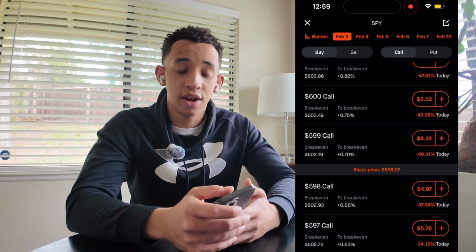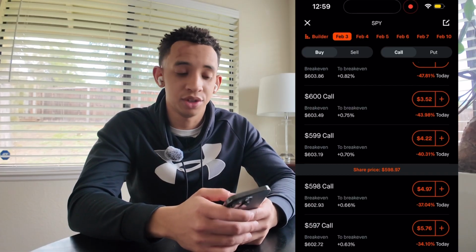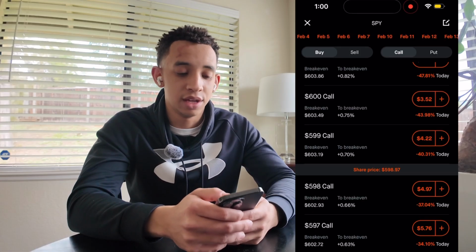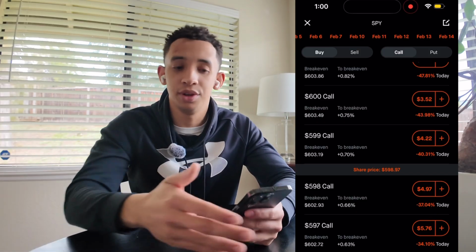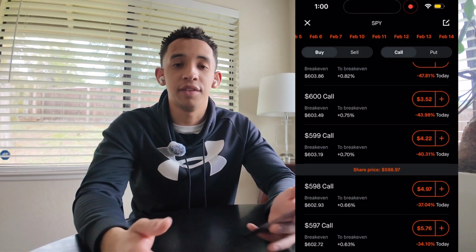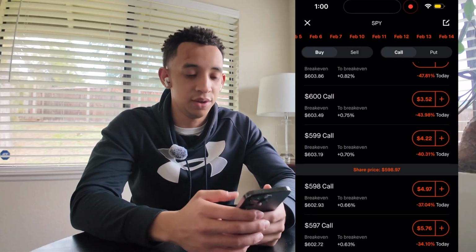So that option, if I were to buy it, would expire the same day that I bought it, which is February 3rd. Like I said, there are different ways to play this game. You can go long term, you can go very short term, you can do a more middle play. There are a lot of different ways that you can do this.